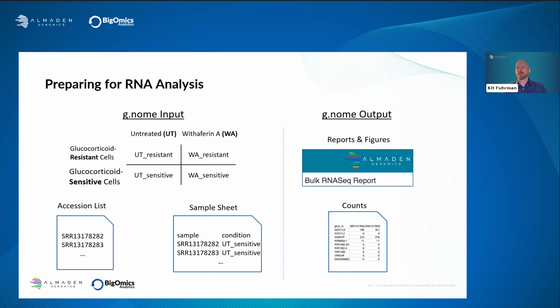We also have a sample sheet, which is obviously very important when doing any type of research. We have the different conditions. Each file has been labeled with its actual condition. So we'll use that in our processing as well as BigOmics. And then the output from Genome will be a series of reports that you can review the data, and then, of course, the counts for each gene that can be used in downstream analysis, such as BigOmics. So without further ado, I'll dig into the Genome platform.